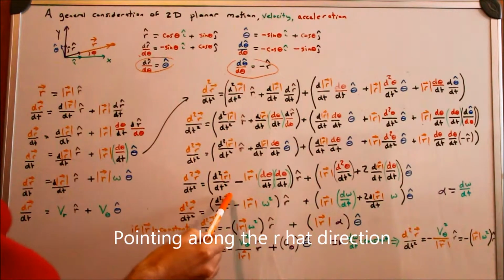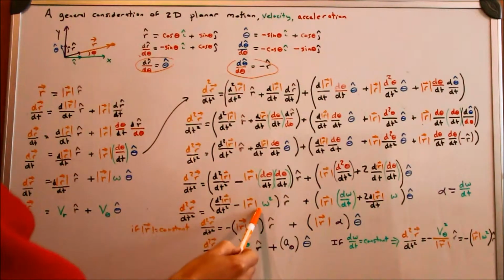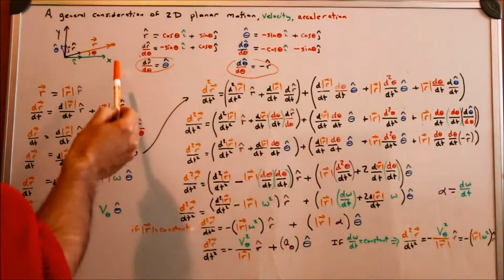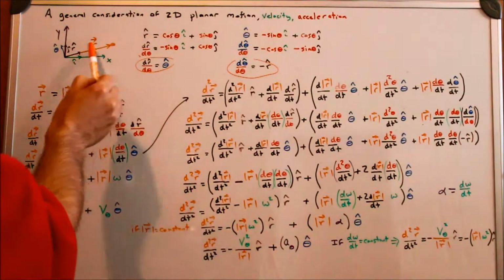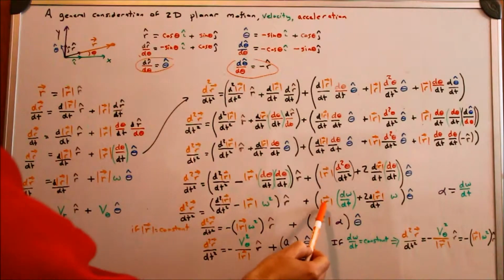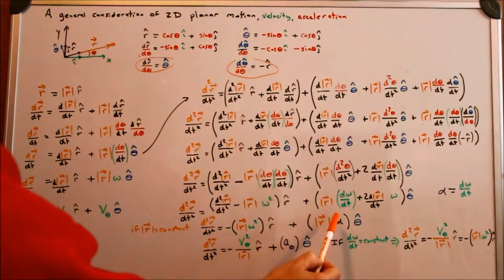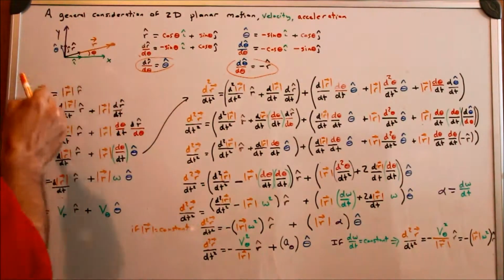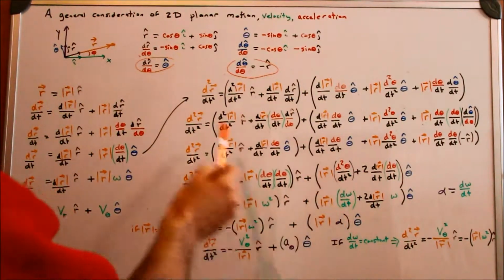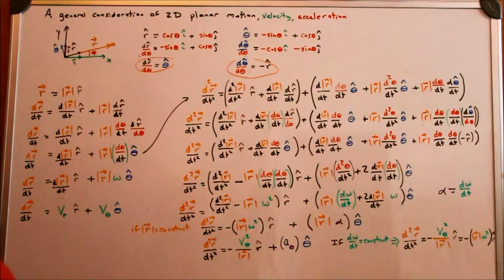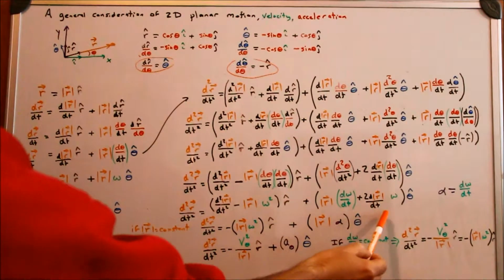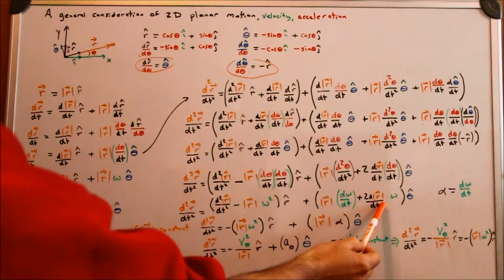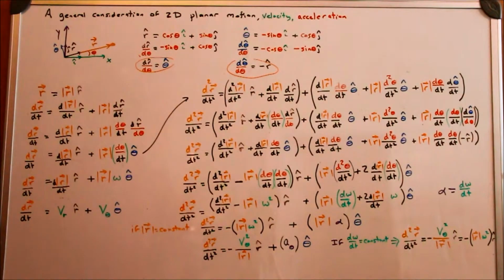If it's not changing in length, that term goes to zero, and then I have this term here, which is our familiar term saying it's minus r omega squared pointing towards the middle. And here I have a term which is related to, in this theta direction, if I'm not going constant velocity, how I'm accelerating going around. And then this term is related to the change in the radial length and the omega term.